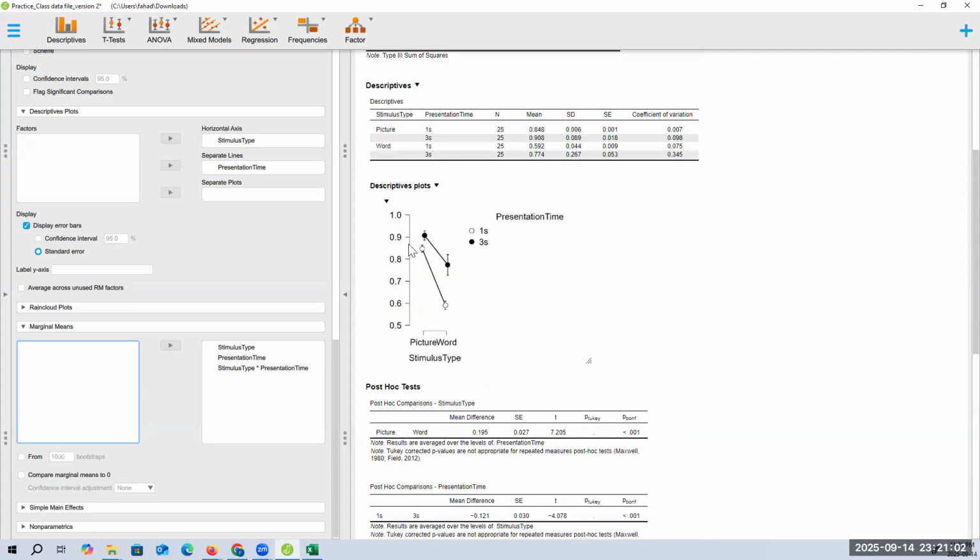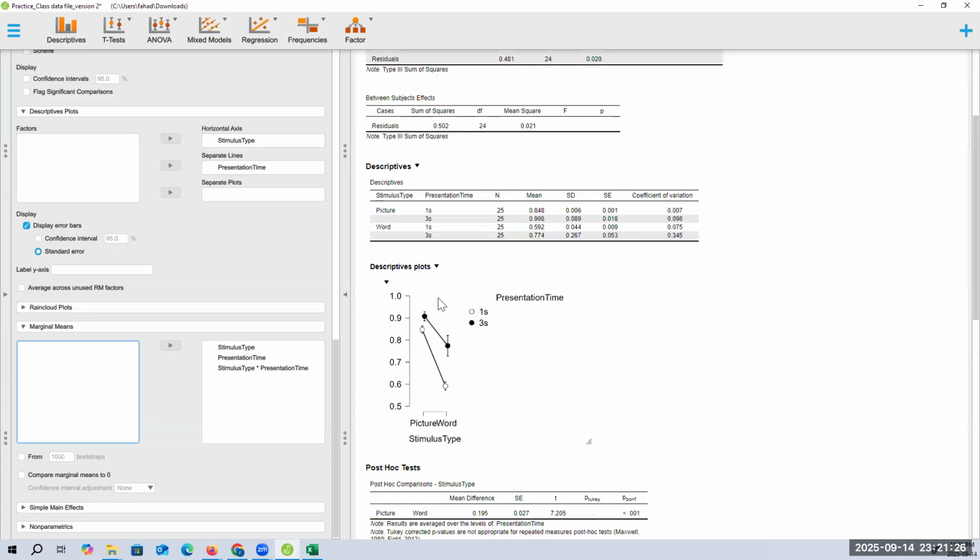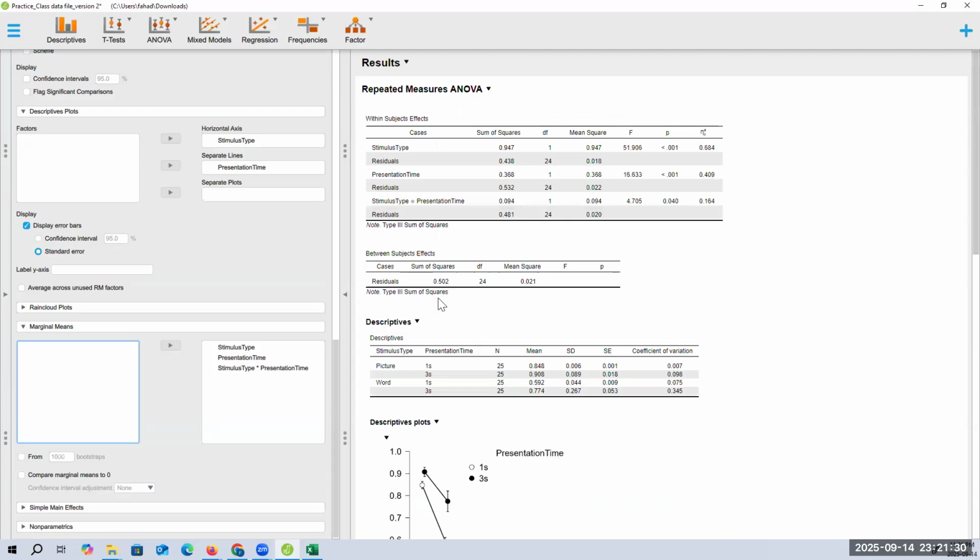And you can see that here. See, if I move my cursor around this point, picture 1 second, 3 second, the difference in recognition memory or hit rate is much lower compared to 3 second and 1 second for the word. So that's one way to explain the interaction. How you could define an interaction. There are also other ways to define interaction. So that explains the output of JASP in terms of the repeated measures ANOVA.